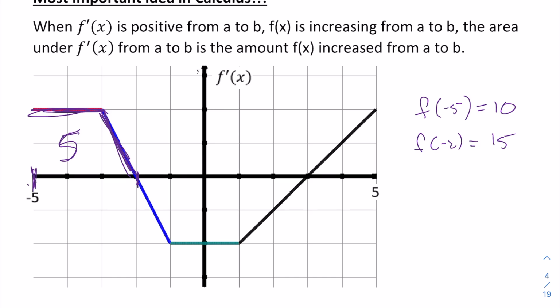Likewise, when f prime is negative, f of x is decreasing. And so the amount it decreases is equal to this area. So this area is going to end up being 7. And since this is below the x-axis, we're going to say it is -7. So if we want to find out what f of 3 is, well, the value decreased by 7 units. So we know f of 3 would be 8. So it's a quick, easy way to do the fundamental theorem, just kind of intuitively from this statement right here.